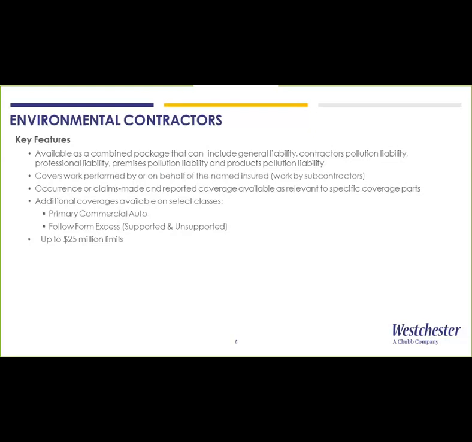If we have an account that we can offer GL coverage to, we have primary commercial auto as a support line to our GL package, and then also we can do follow form excess, supported and unsupported, over an environmental risk. And our capacity there is 25 mil.